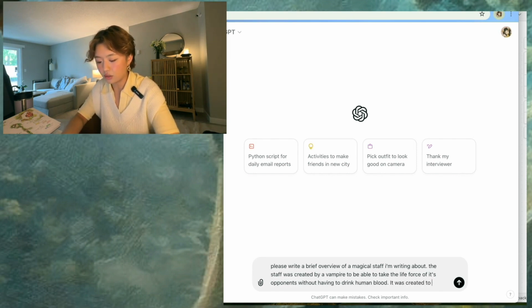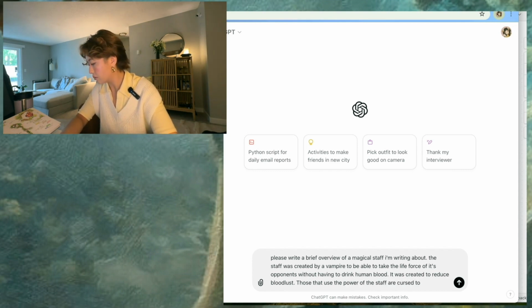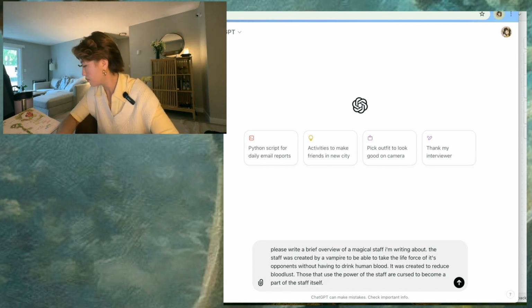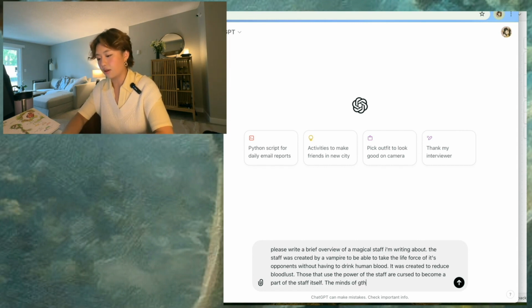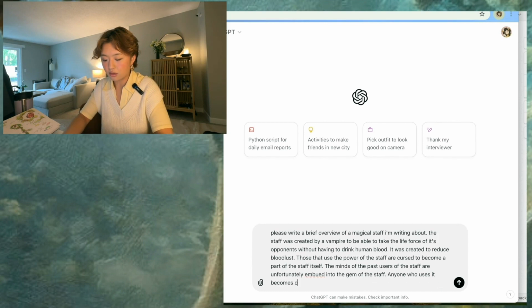Was created to reduce bloodlust. Those that use the power of the staff are cursed to become a part of the staff itself. The minds of the past users of the staff are unfortunately imbued into the gem of the staff. Anyone who uses it becomes crazy unless they have high resistance against mind control.